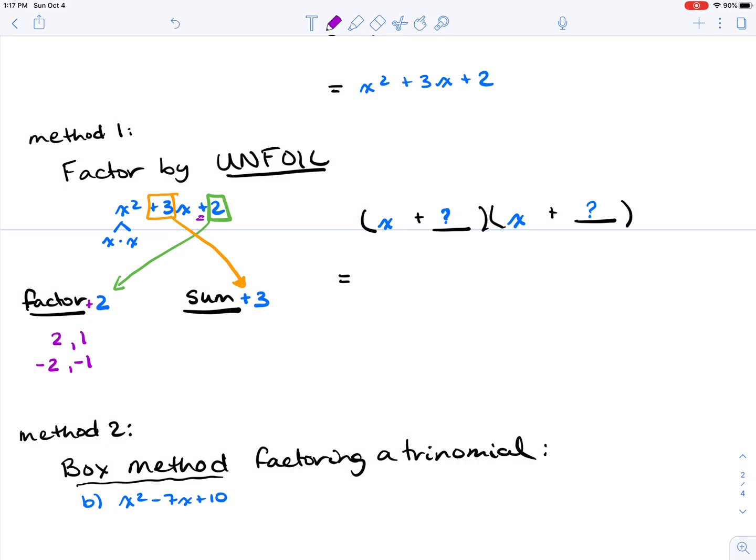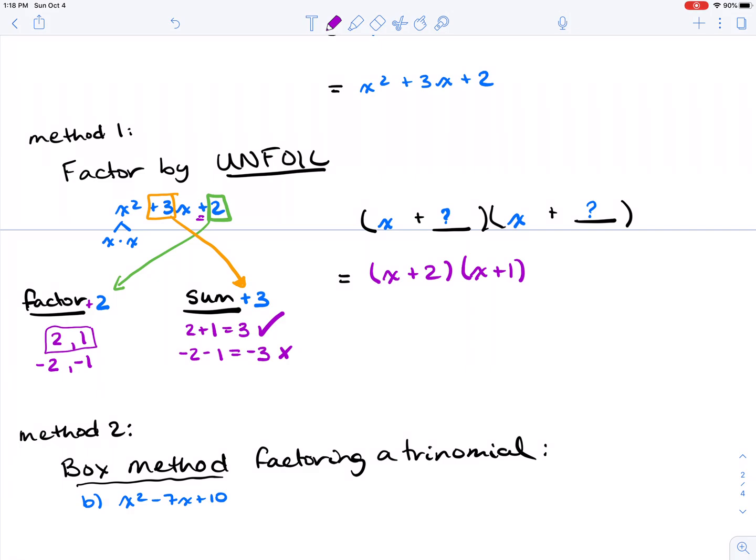That's why I know that 2 negatives multiplied together equal a positive, or 2 positive numbers. But what added together equals positive 3? So 2 plus 1 equals 3. That works. Negative 2 minus 1 equals minus 3. So that does not work. So 2 and positive 1 are the answer. So I can write it as (x plus 2) times (x plus 1). And those are my factors.